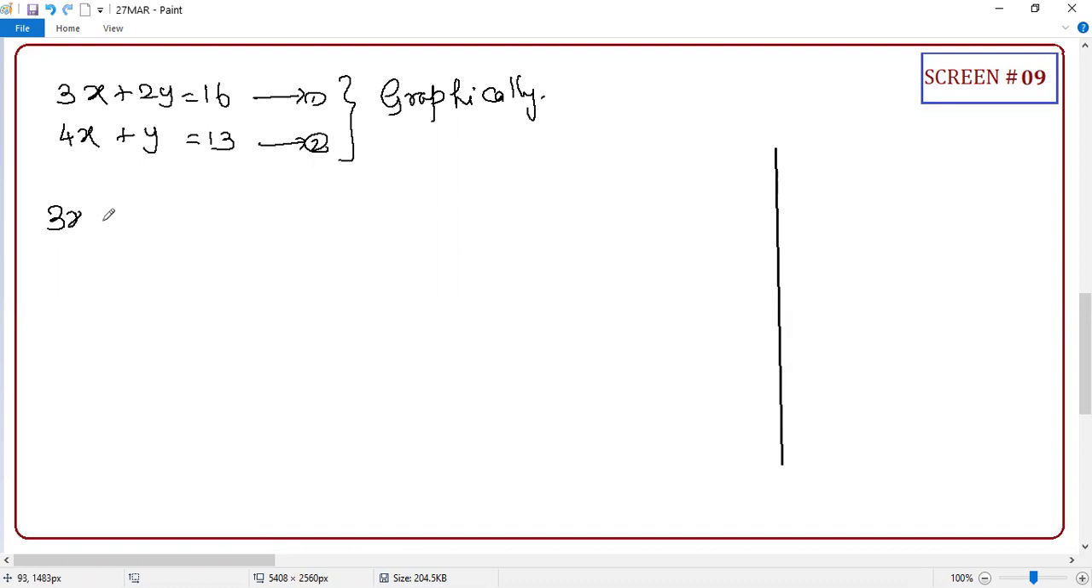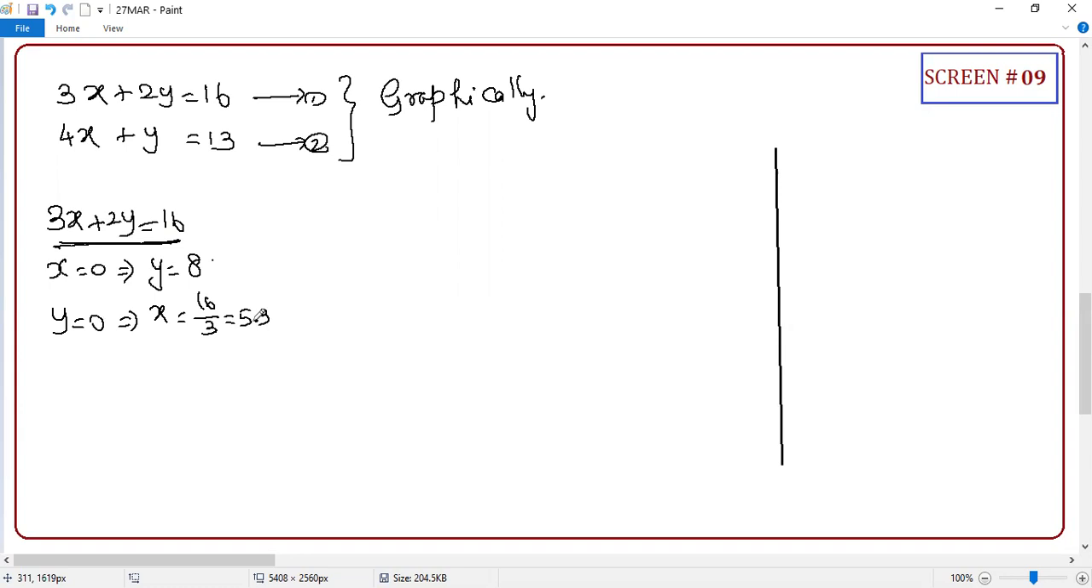I'm going to say, students. Take the first equation. The best plotting points are to put x equal to 0 and find the value of y. If you put x equal to 0, what is y, student? 2y equal to 16 and y equal to 8. Am I right or not? Then put y equal to 0 and find x. If you put y equal to 0, this term is gone. So 3x equal to 16, so x is 16 by 3. But this is not a very good point, I believe, because it will come approximately 5.3. Am I right or not?